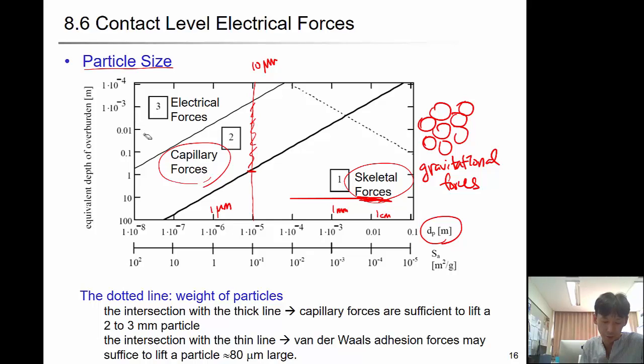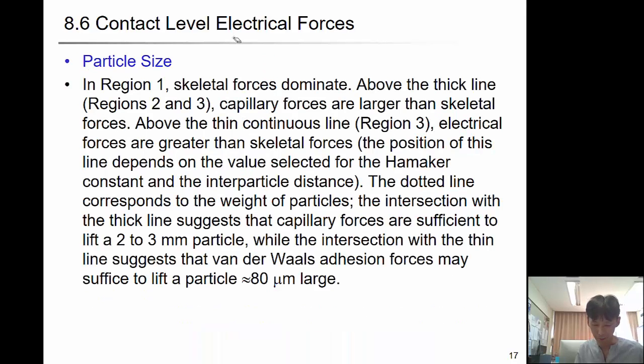Or if the overburden stress is small, so there's not much effective confining stress, and you're looking at very shallow depths, then the clay double layer repulsion and attraction becomes the significant portion determining the mechanical behavior. So this kind of shows how the governing contact level force changes with respect to its grain size. Yeah, you can read this explanation.